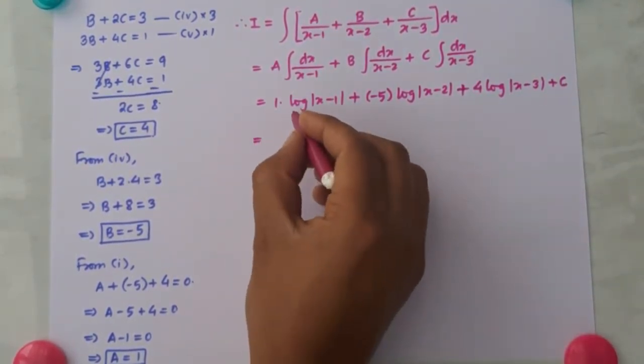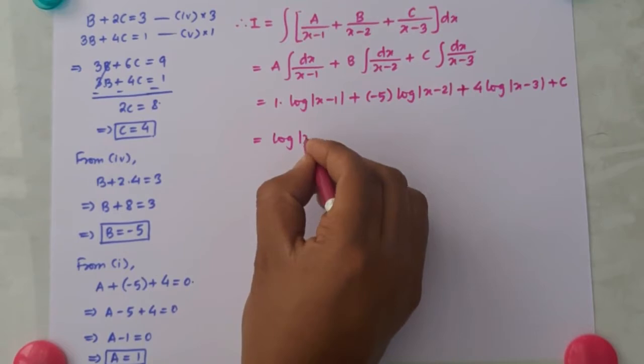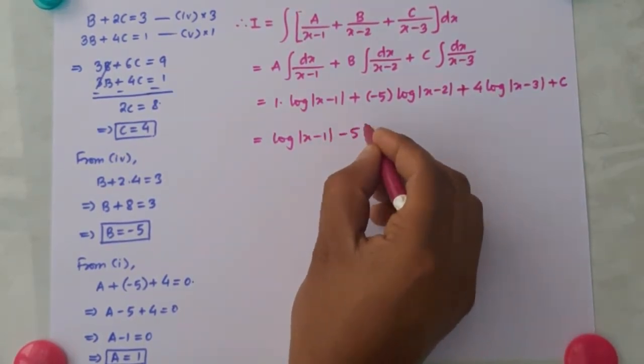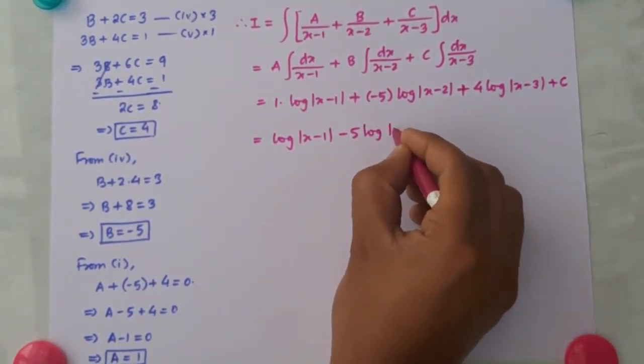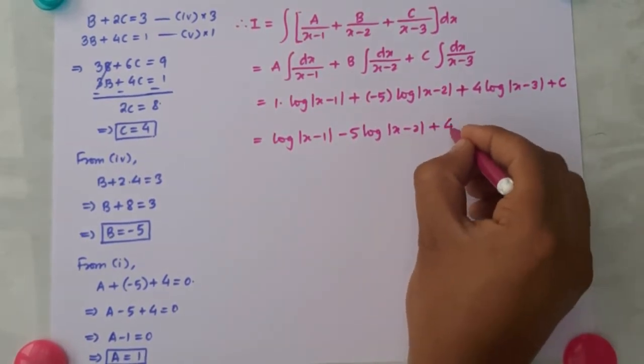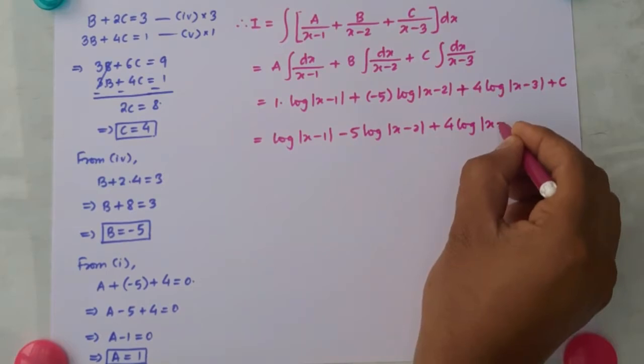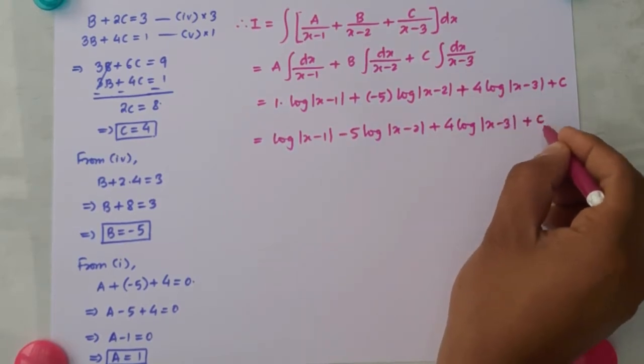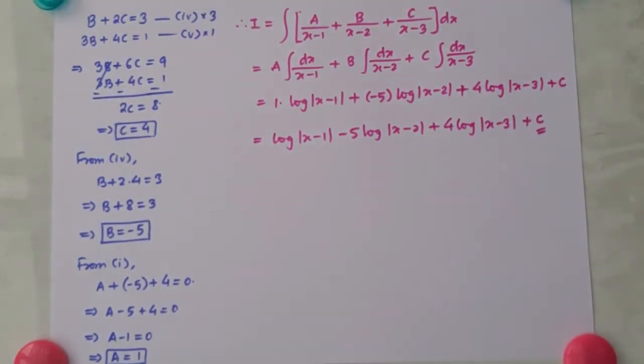So let's simplify this further. So this becomes log of (x minus 1) minus 5 log (x minus 2) plus 4 log (x minus 3) with constant of integration. So this is my answer for this particular question. So you may pause it and note it down.